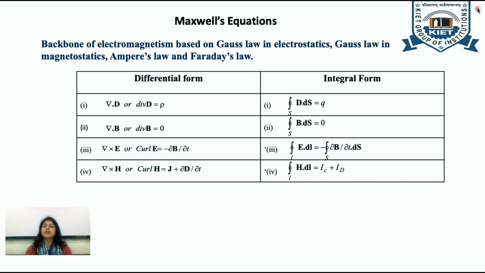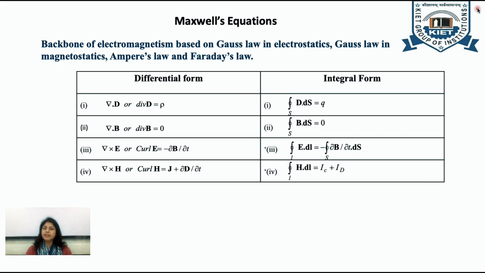The differential form of Maxwell's first equation is del dot D, meaning divergence of D, is equal to rho, and the integral form is surface integration of D dot ds is equal to Q, where D is the electric displacement vector, rho is the volume charge density, and Q is the total charge enclosed within the surface.